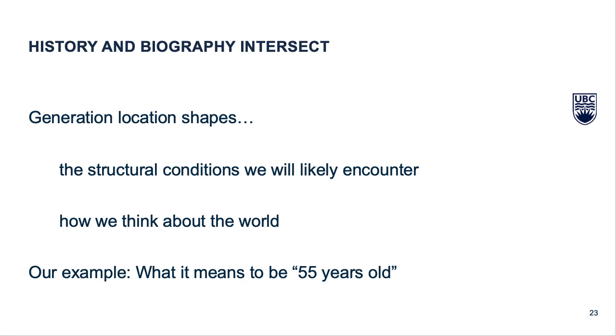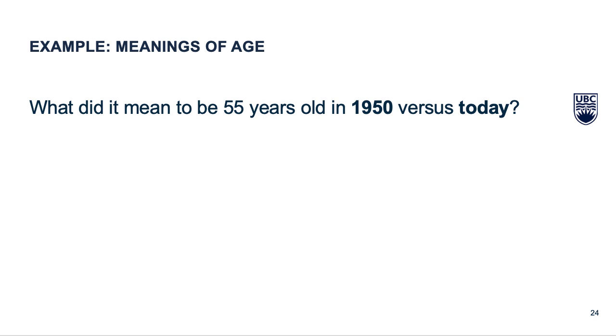Let's look at an example of generation location by thinking about how age intersects with generation. Our question is, what does it mean to be 55 years old? And specifically, we are going to ask, what did it mean to be 55 years old in 1950 versus today? Think for a minute about how you could determine what it means to be 55. What are the different markers or forms of evidence that a social scientist could draw upon?